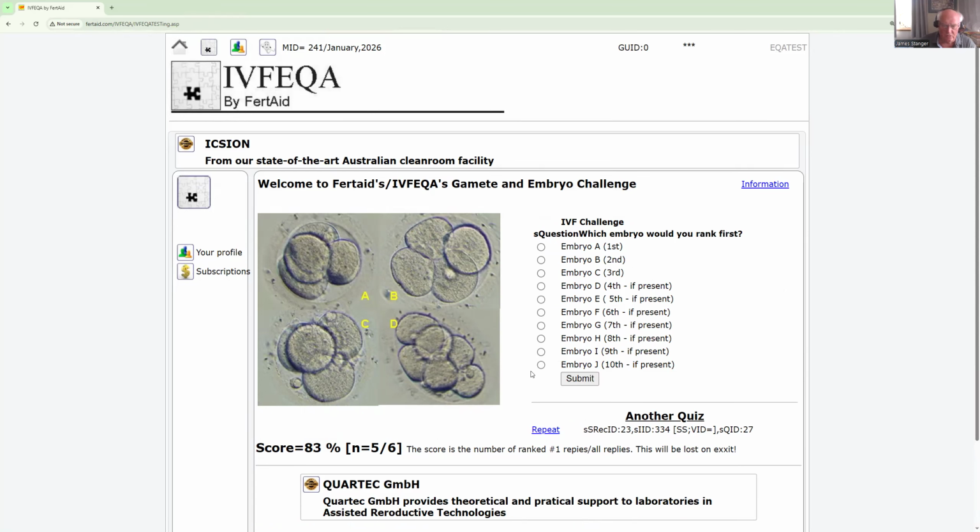So which embryo would you rank first? A, B, C, or D? Now this is a more interesting question. Once again, they're static images, and I think it's a fairly arbitrary one. I don't think it would be D, but my inclination would be, there's a few fragments in here. There's no fragment there, but I think I would probably choose A.